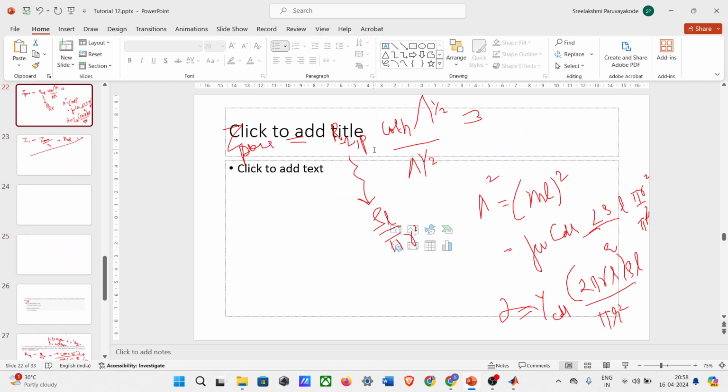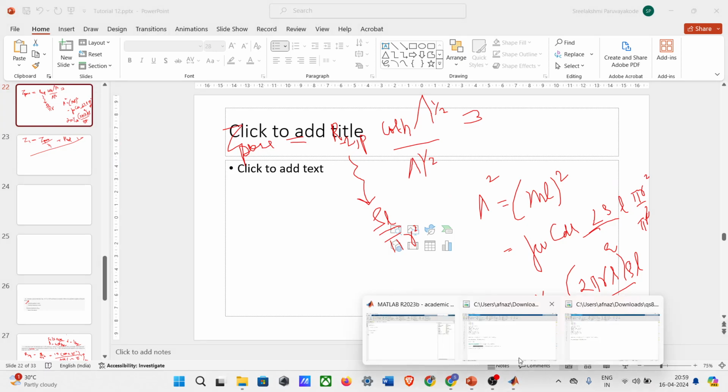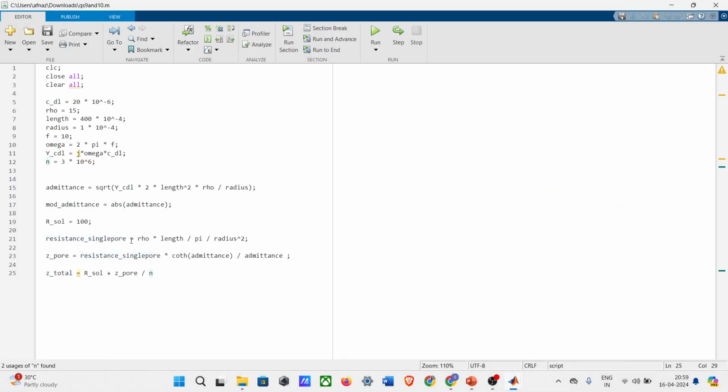It is R into coth of the dimensional admittance by the dimensional admittance, raised to 1 by 2, right? So that formula you will use. So how do you do that? Same thing I've written here: resistance of a single pore into coth of admittance by admittance.